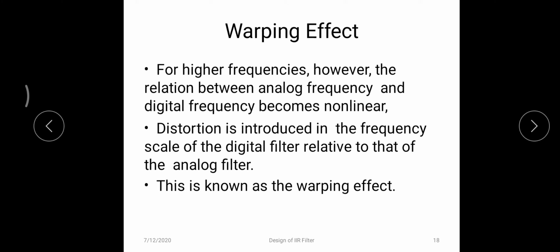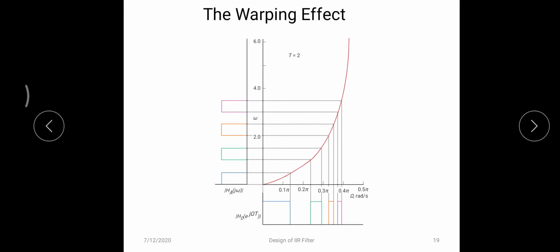For higher frequencies, however, the relationship between analog frequency and digital frequency becomes non-linear, that we discussed in the previous slide. Distortion is introduced in the frequency scale of the digital filter relative to that of the analog filter. This effect is called the warping effect. This is a major drawback in the bilinear transform that will be eliminated by the process of pre-warping. Now I will explain graphically what the warping effect is.